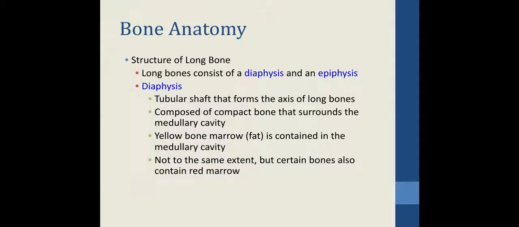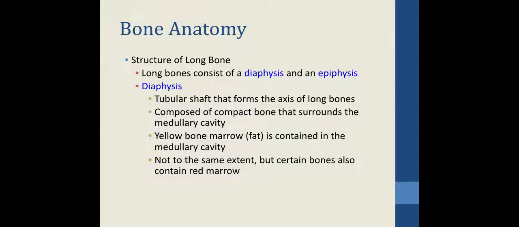Okay, let's look at the structure of the long bone first, because we will break down the different kinds of bones as we go through here. So a long bone has a diaphysis and an epiphysis. Again, new vocab. The diaphysis is the tubular shaft that forms the axis of the long bones.